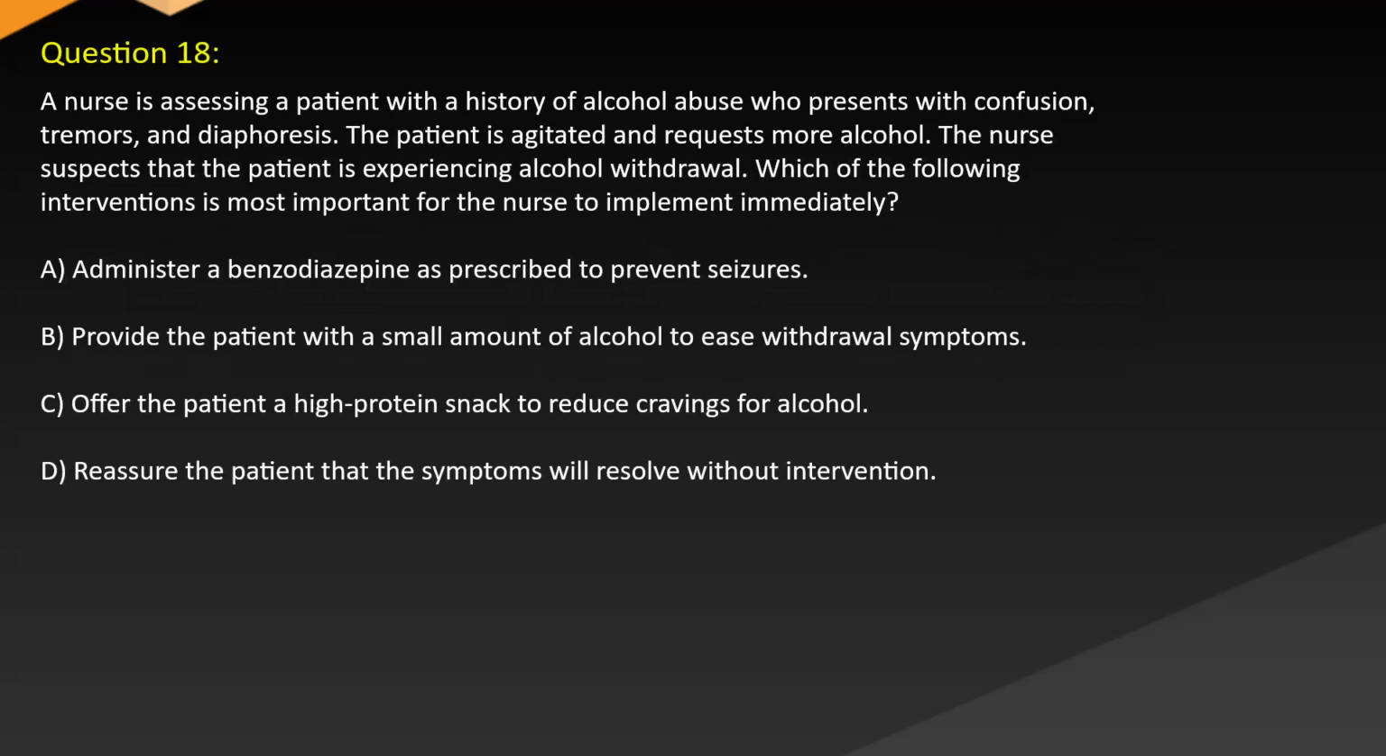Question 18. A nurse is assessing a patient with a history of alcohol abuse who presents with confusion, tremors, and diaphoresis. The patient is agitated and requests more alcohol. The nurse suspects that the patient is experiencing alcohol withdrawal. Which of the following interventions is most important for the nurse to implement immediately?